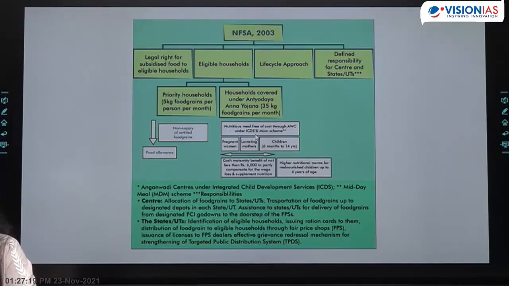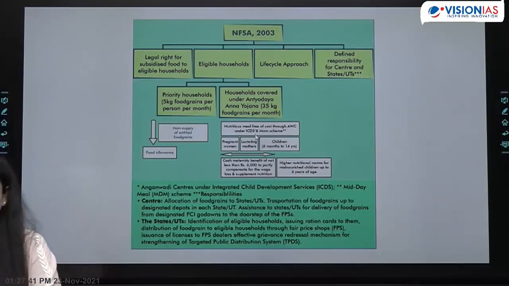Then it is a form of a life cycle approach, where the nutritional requirements of pregnant women, lactating mothers, and children from 6 months to 14 years would be taken care of. Then, in case you have not been able to work because of pregnancy, a monetary benefit of 6,000 rupees would be provided. Okay, is that very clear?